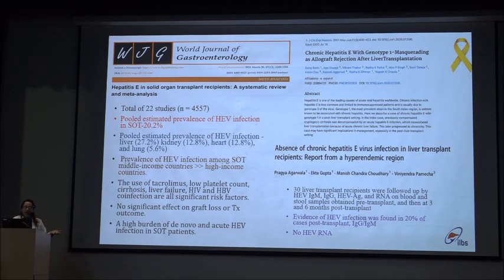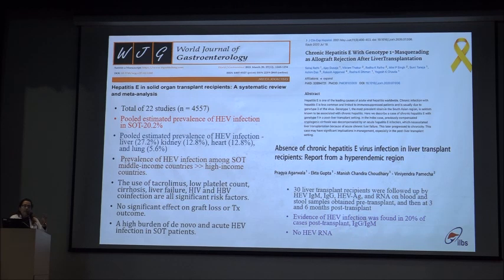Now, there are a lot of studies which have come up. A systematic review has shown that the occurrence of HEV in solid organ transplants is about 20%, which is quite high. Although de novo and acute infections are a major chunk and a high burden, liver transplant recipients, apart from kidney, heart and lung, have the highest pooled prevalence at 27.2%, compared to the lung, where the prevalence is slightly less.